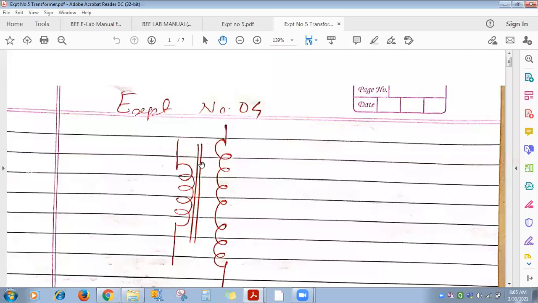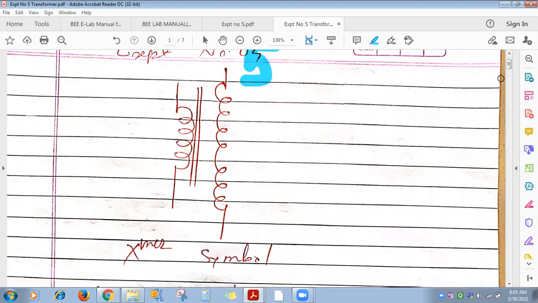Okay, fifth one, experiment: direct loading method on single phase transformer. Here 5 should be there. Okay, so this is the transformer symbol. Whenever you use a transformer in an electronic circuit, you can use this symbol to represent the transformer. This is the primary winding.